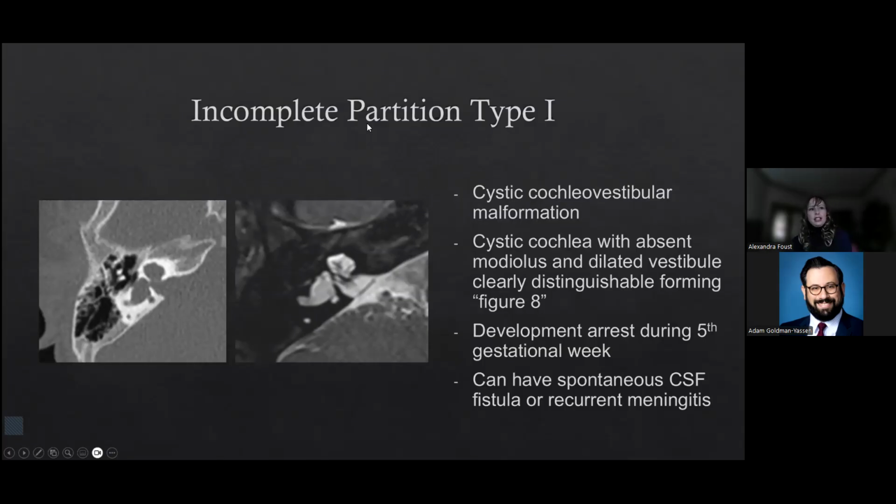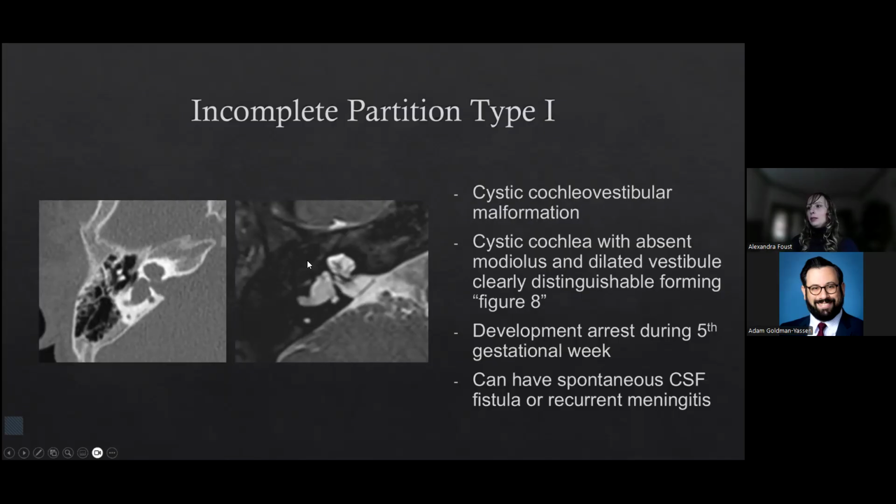So incomplete partition type 1, the more severe end of the spectrum, is sometimes called the cystic cochleovestibular malformation. This has been likened to the appearance of a figure eight. You have the cochlea and the vestibule, and you get this figure eight shape because of the separation between the structures. You have the cystic cochlea that still doesn't have the proper internal structure. You have an absent modiolus, poorly visualized septa in between the turns of the cochlea, and then, separate from it, a globular looking vestibule.